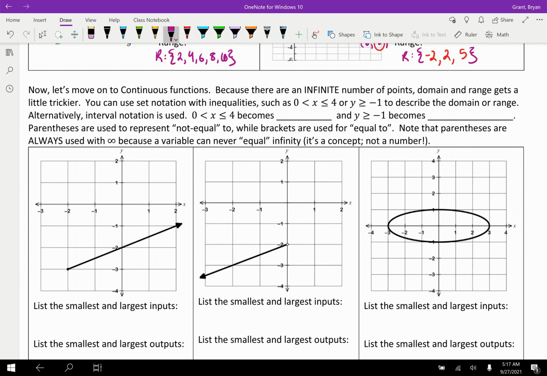And then, if you were talking about the range, which are the outputs or the y values, you could say all the y values on the graph are the ones that are equal to -1 or greater than -1.